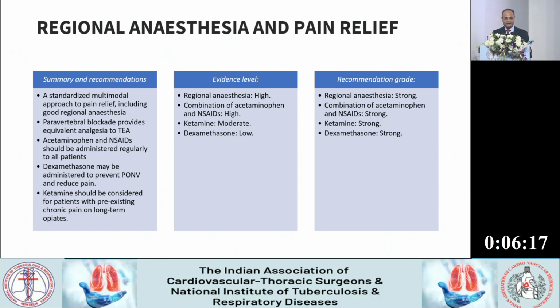A standardized multimodal approach to pain relief, including good regional anesthesia. Paravertebral blockade provides equivalent analgesia to thoracic epidural and should be preferred. Acetaminophen and NSAIDs should be administered regularly to all the patients. Dexamethasone may be administered to prevent post-operative nausea and vomiting and reduce pain. Ketamine should be considered for patients with pre-existing chronic pain and long-term opiates.